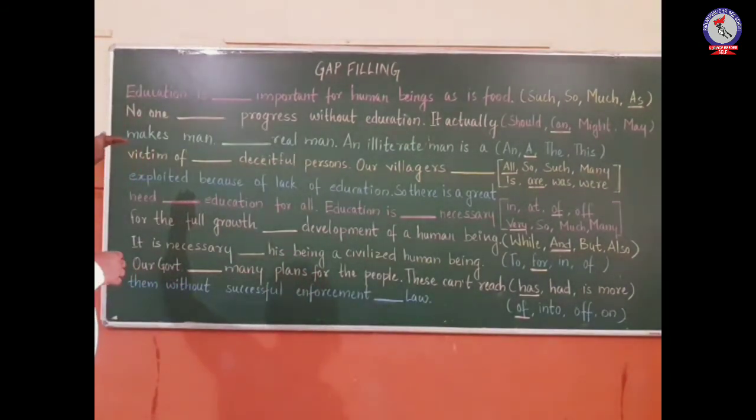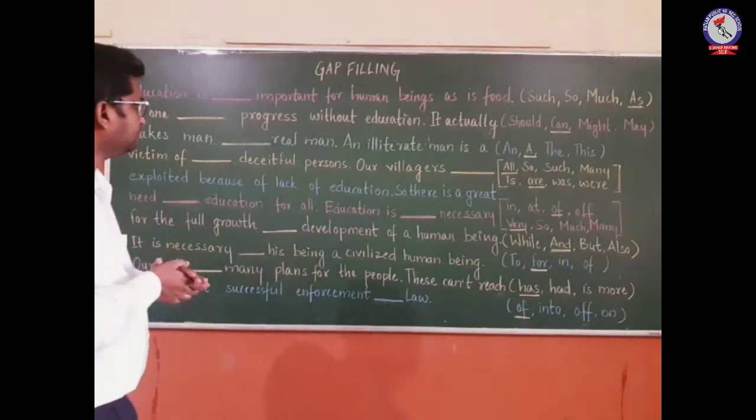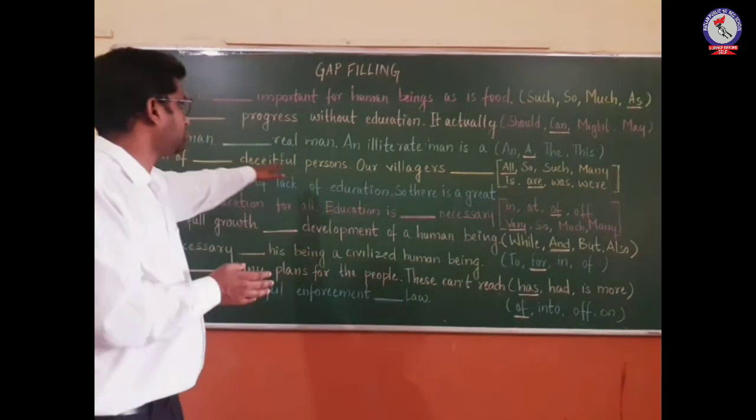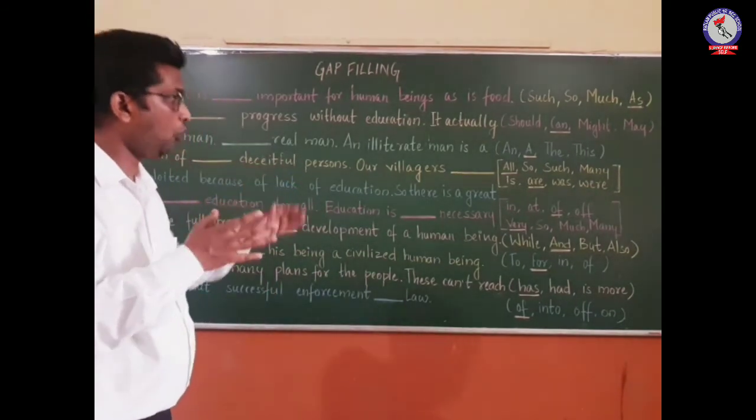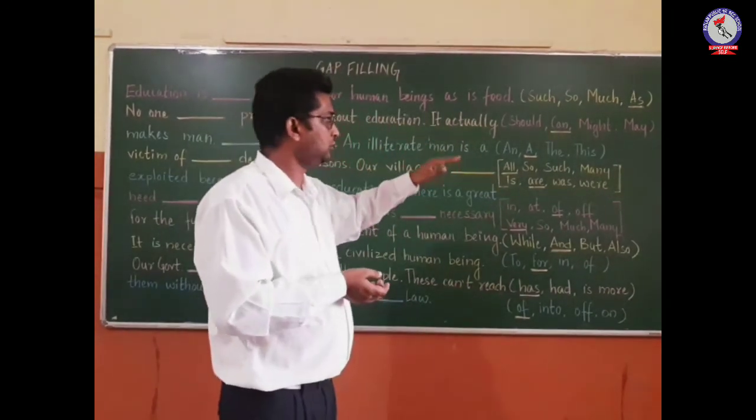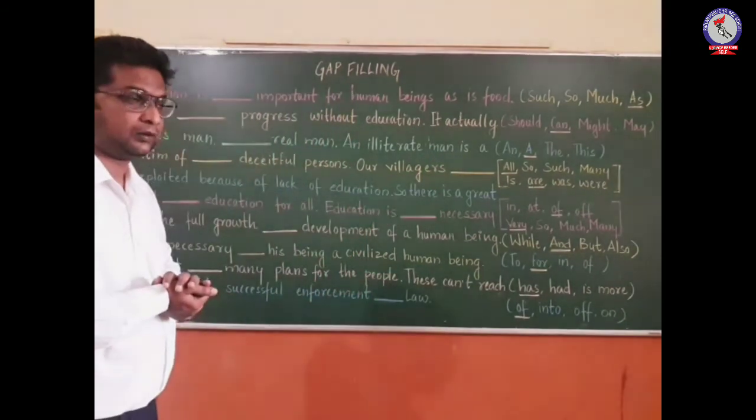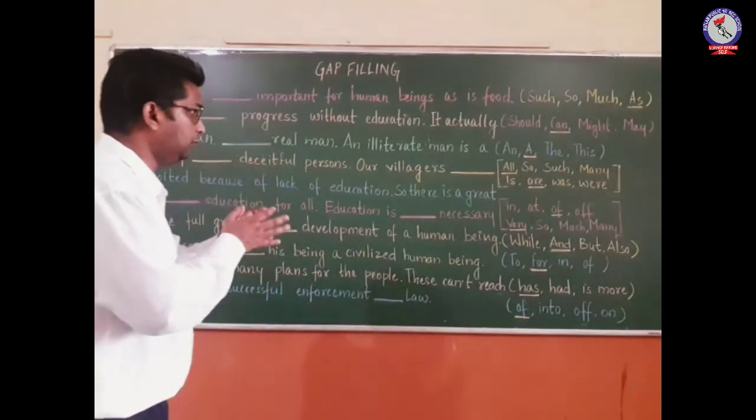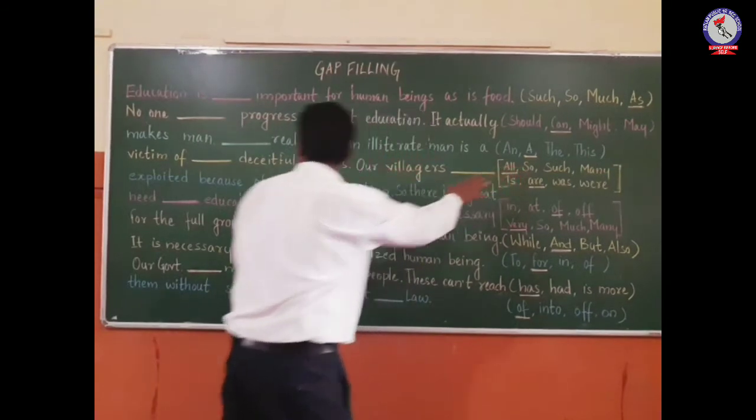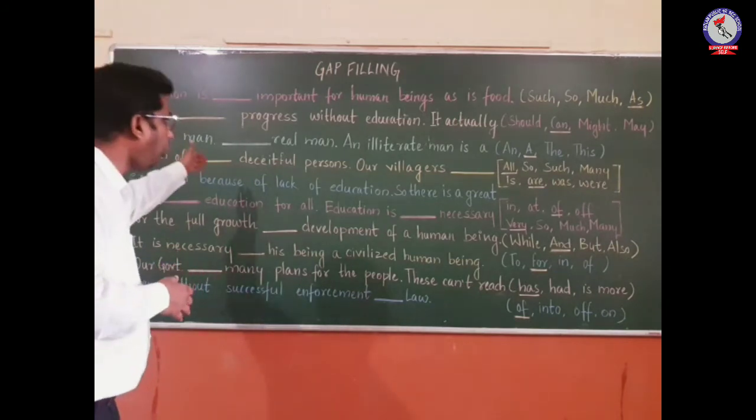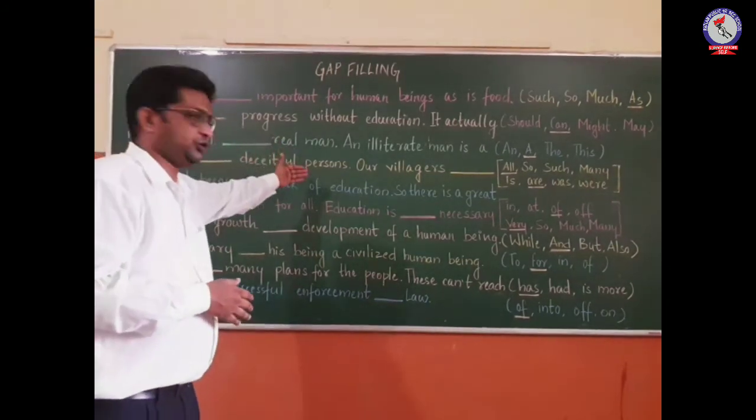We are reading out the sentence, fourth sentence: victim of dash deceitful persons. You see here persons, more than two. So if we look at the options: all, so, such, many. Persons more than two, so therefore we will employ all in this gap. So the sentence will be victim of all deceitful persons.